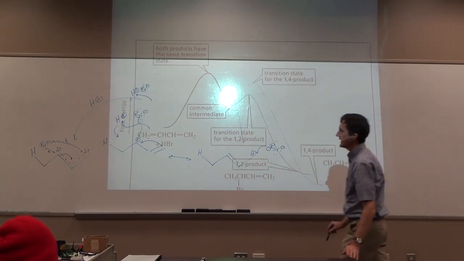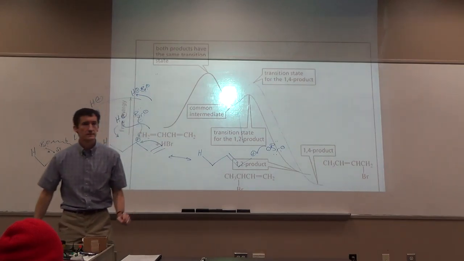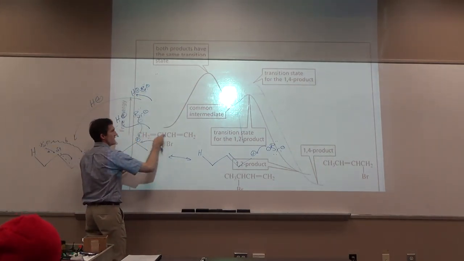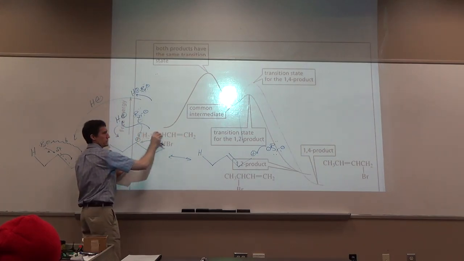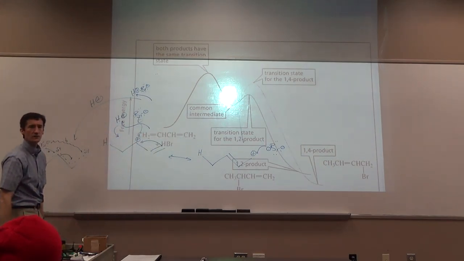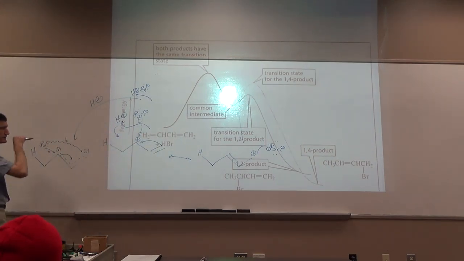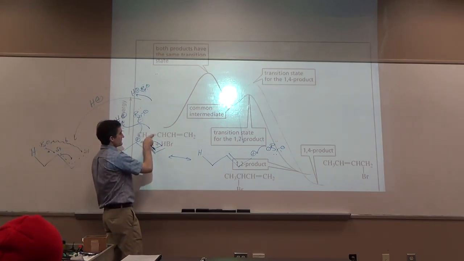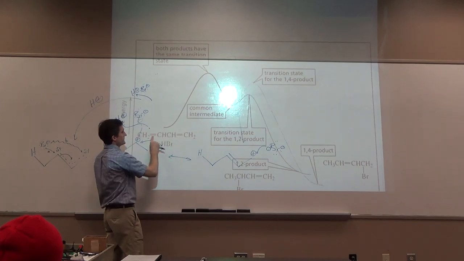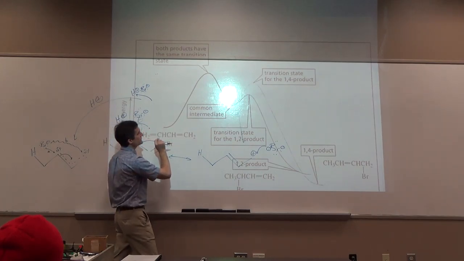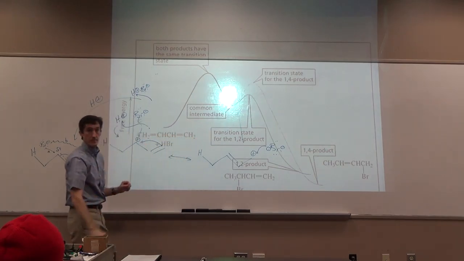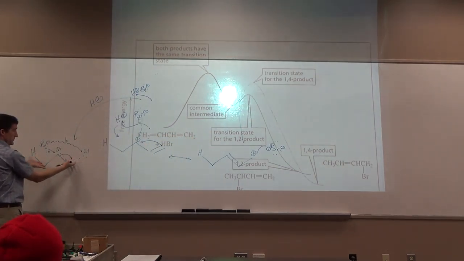Here's your reaction coordinate diagram for this exact reaction. Here's the alkene. It's just shown condensed instead of the full Lewis structure with all bonds. The alkene, either one, is the same thing, reacts with H+. We get a common intermediate. Here it is. Here's your intermediate.